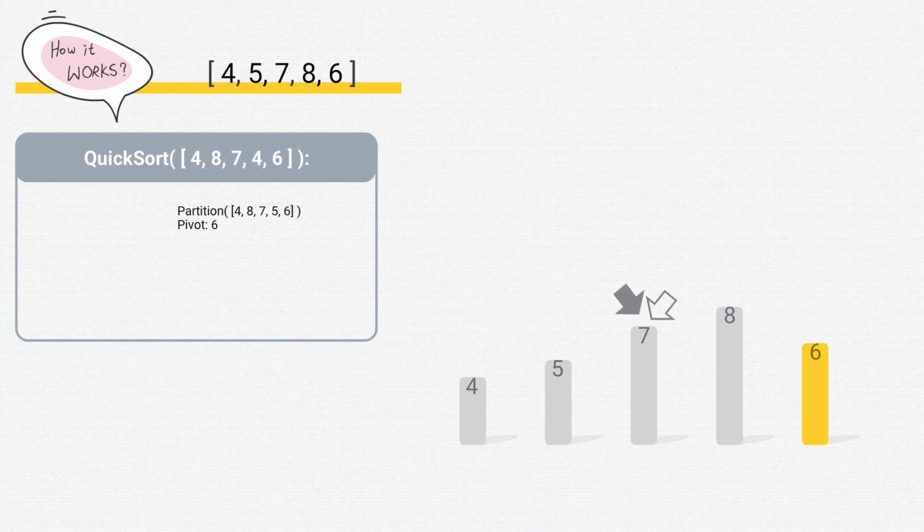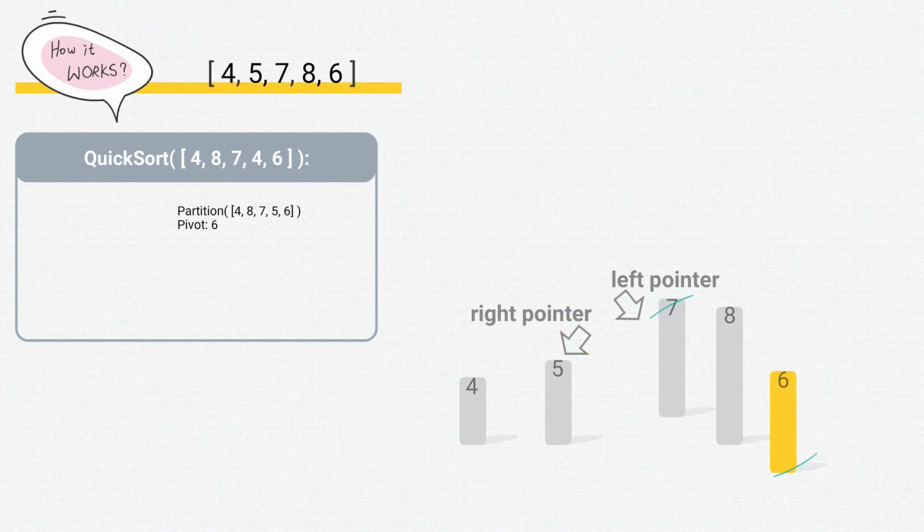Again, the left pointer works first. It points to 7. 7 is larger than pivot 6, so it alarms and freezes there. Now the right pointer starts to work. It points to 7, which is larger than pivot 6, so it moves to the left for one step. Now it points to 5. 5 is smaller than pivot 6, so it alarms and freezes there. Now we check if the left pointer crossed the right pointer. The answer is yes, so both pointers stop. We swap the pivot 6 with the element pointed by the left pointer, and the partition is done.